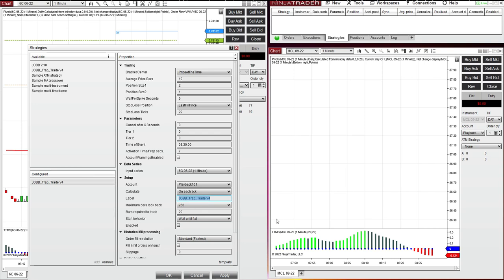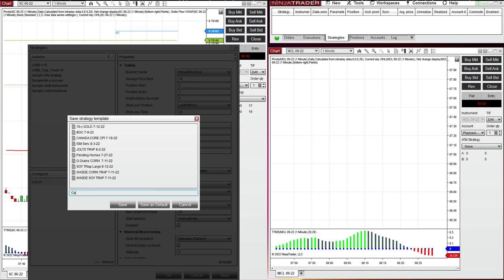I'm going to label this Canada CPI, and I'm going to save a template. My tiers, but I got to do my tiers first. Tier 1 is 12. Tier 2 is 20, sorry. I hope I'm not boring you to death here. I'm going to save the template. Canada, I already have it. So I'll save it again with a different date and get rid of one of them.